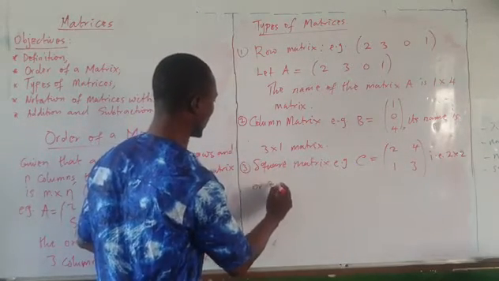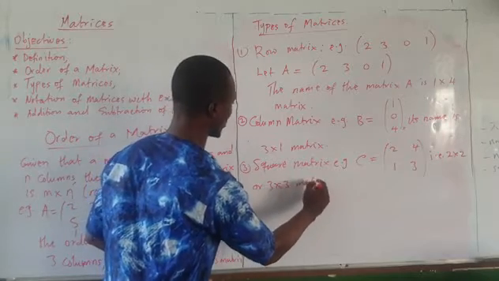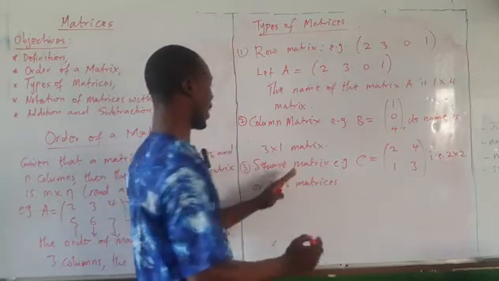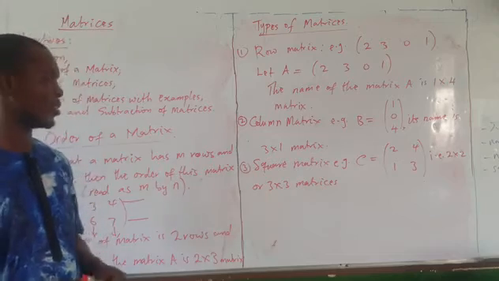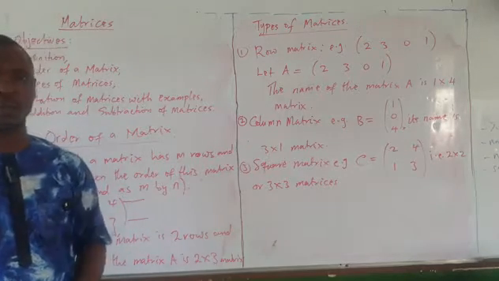Or 3 by 3 matrices are what? Square matrices. So this is an example of a square matrix.